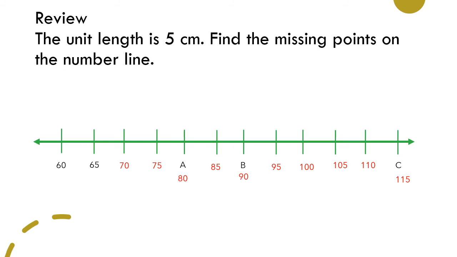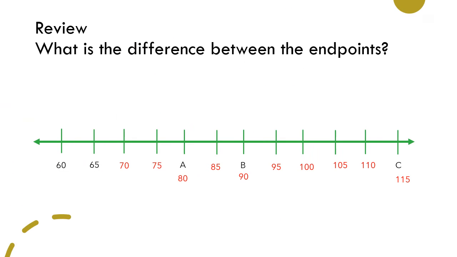Point to the two numbers that are the endpoints. Our endpoints is where it starts and ends. So this starts at 60 and ends at 115. Next, what is the difference between the endpoints? So remember, 60 and 115 are endpoints, and I want to know what the difference is.